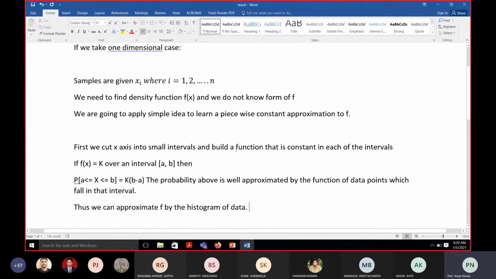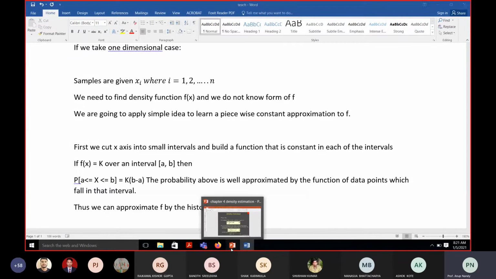So you just cut the x-axis into small intervals and build a function which is constant in each of the intervals. And if the probability is well approximated by the function, how are we going to find this probability? It is the mass by volume formula, and you can easily approximate it.